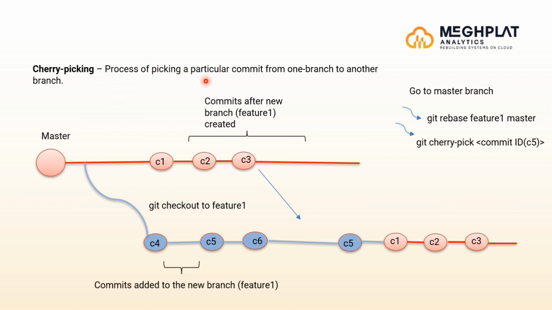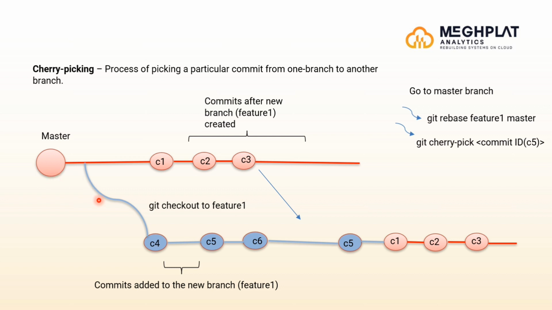Cherry pick is the process of picking a particular commit from one branch to another branch. So if I want to take one commit from one branch into another branch, I can go for cherry pick. So how it works: let's say we have a master branch.